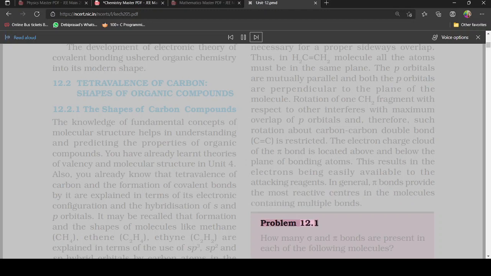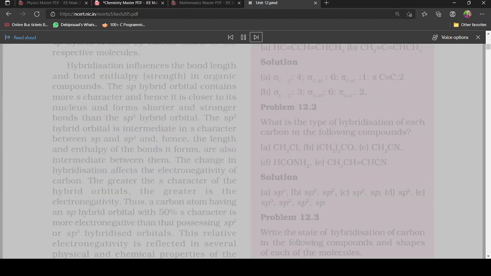Problem 12.1. How many sigma and pi bonds are present in each of the following molecules? A. HC≡C–CH=CHCH3. B. CH2=C=CHCH3. Solution. A. Sigma C–C 4.